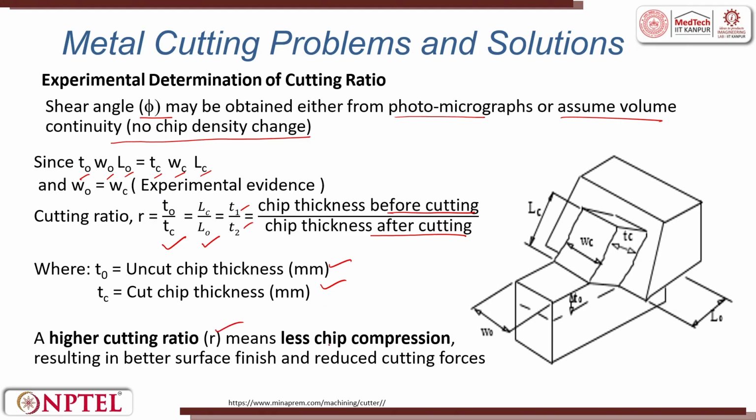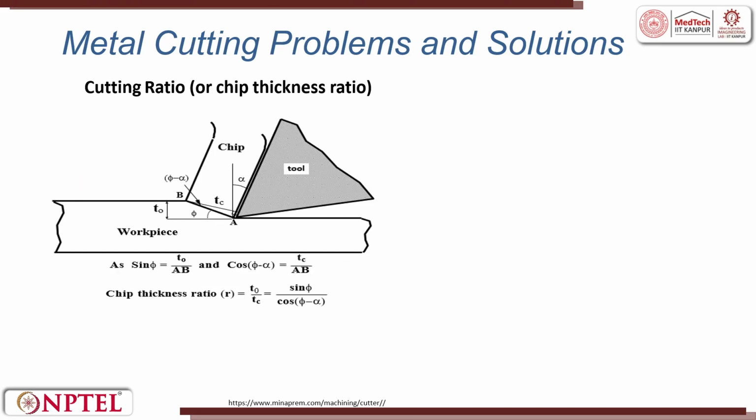The higher the cutting ratio means less chip compression. This results in better surface finish and reduced cutting forces. This is LC, that is the length of the chip, and this is L naught, that is length of the uncut chip. Here you can also see it is again given the rake angle, the shear angle, we have the length of shear plane here. This is my LS, length of the shear plane.